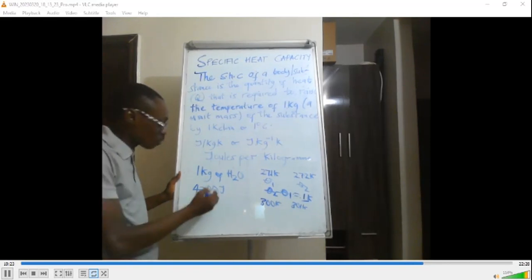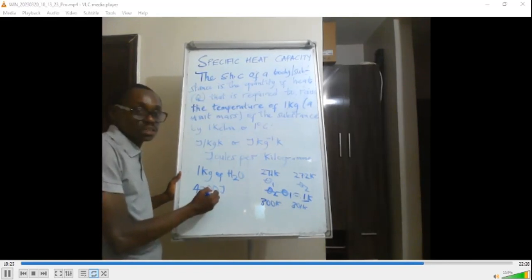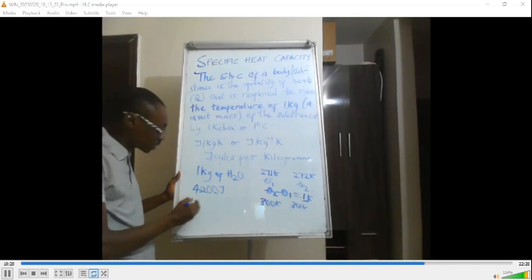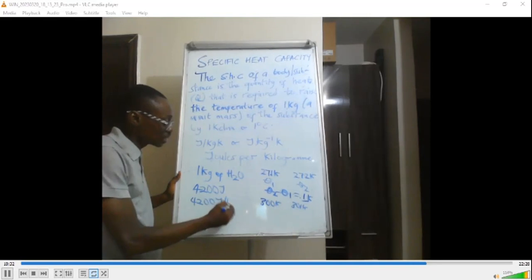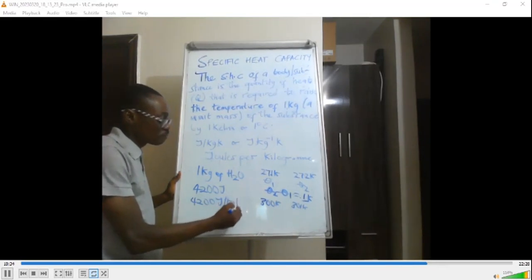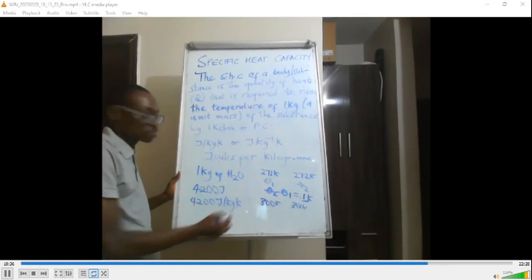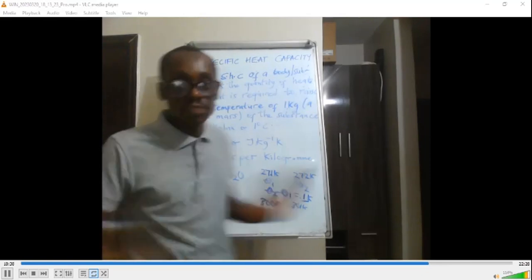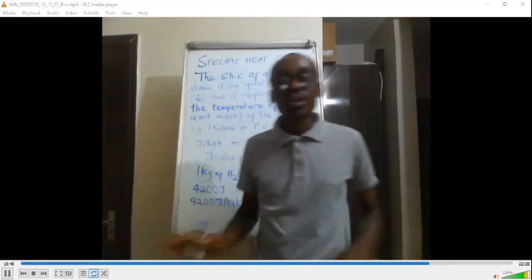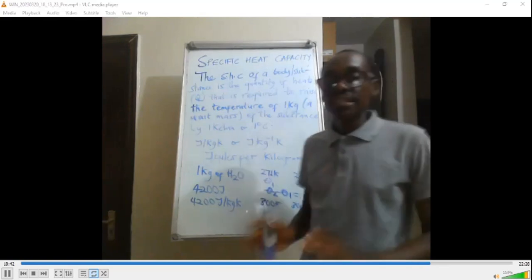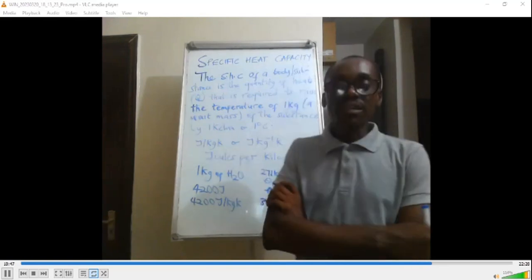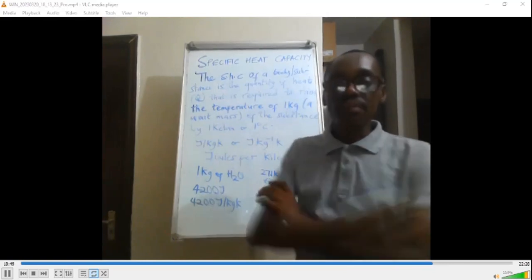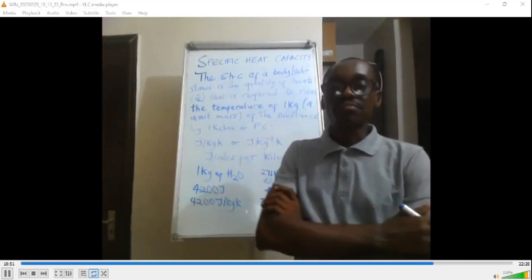Okay, so for water, the specific heat capacity of water is 4,200 joules per kilogram per Kelvin. This is fixed. Anywhere you go in the world, this is going to be the specific heat capacity of water. The specific heat capacity of water.